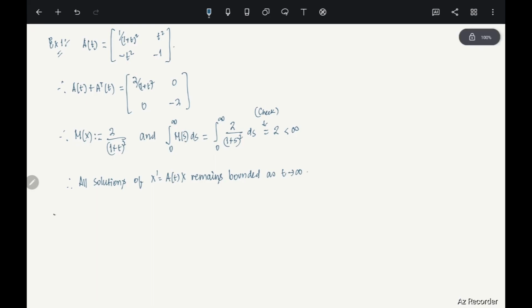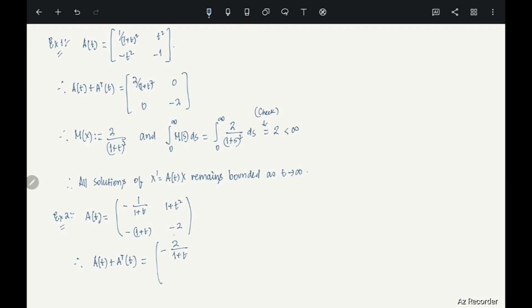Let's do another example. Example 2. Let's say A of t is minus 1 by 1 plus t, and this part is 1 plus t square. The second part is minus 1 plus t, and the third part is minus 2. Let's look at A of t plus A transpose of t. This is 2 by 1 plus t, and the off-diagonal terms, let's write them as t square, get cancelled out and become 0. We are just making our life easier. Again this term is 0, and this is minus 2 minus 2, minus 4.